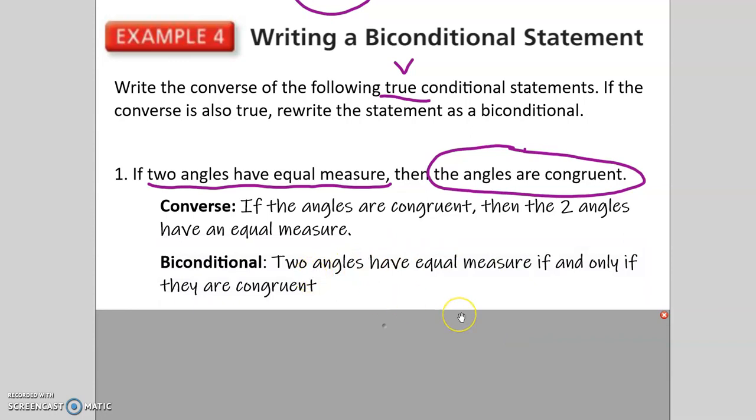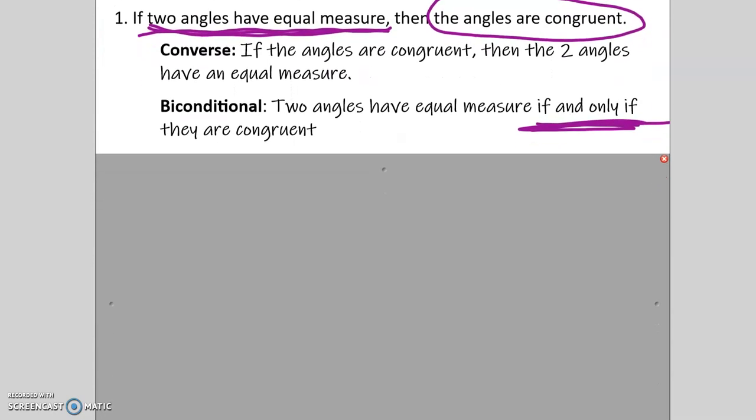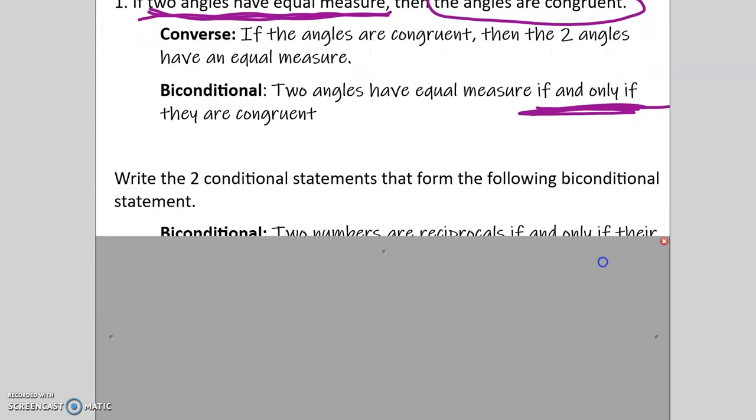Two angles, we take my P right here, two angles have equal measure. And here's the Q, the conclusion, if and only if they are congruent. Okay? Two angles have equal measure if and only if they are congruent, which is also a true statement. These make sense to the definitions that we've been learning. Okay? And one last example here for today.